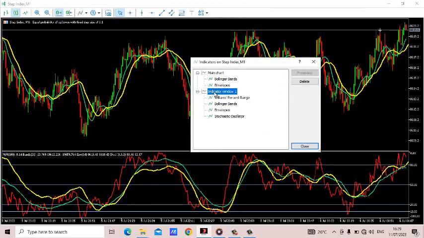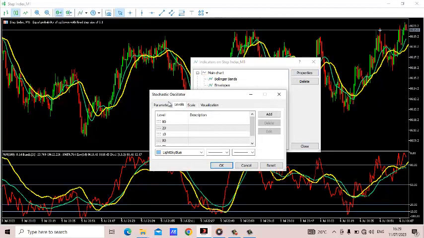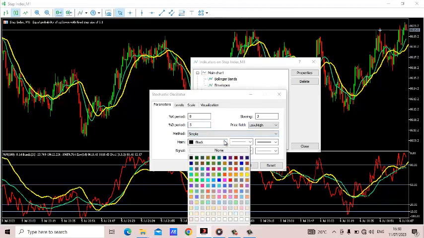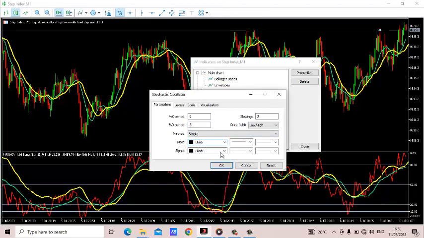Then inside our indicator window 1, we will add our stochastics. Our stochastic oscillator is 8, 3, 3. Price field is low high. The method is simple. My background is black, so I'm using black here. If your background happens to be white, choose white, because the idea is we don't want the main and the signal lines to show. That's why we are using the color of our background.